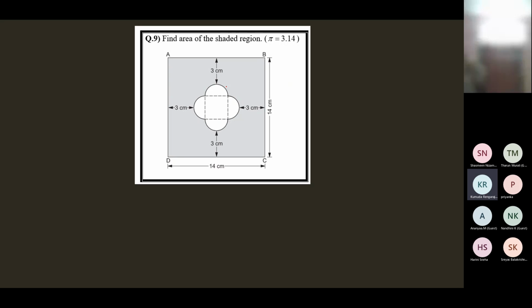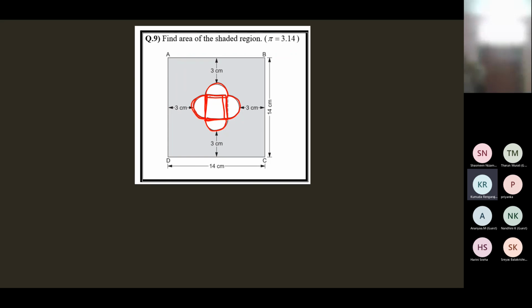Though nothing is mentioned, you should take them as semicircles. There is no question about that. These are semicircles, and these are the diameters of the respective semicircles. The diameters are all equal. All these four are equal. So what is in the middle is a square.